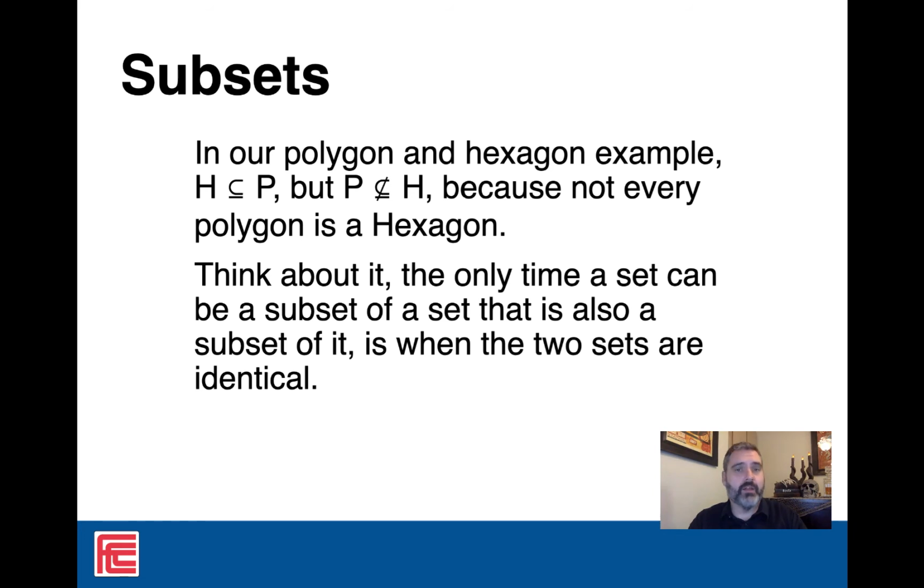If we go back to our polygon-hexagon example, we can say that the set H, all hexagons, is a subset of P, all polygons, right? Because to be in H, you have to be a polygon. That makes sense. But we can't say that P is a subset of H, because it's not true. There's lots of polygons that aren't hexagons. And that's the case for most subsets, right? Just because you're a subset in one direction doesn't mean it goes in the other direction.